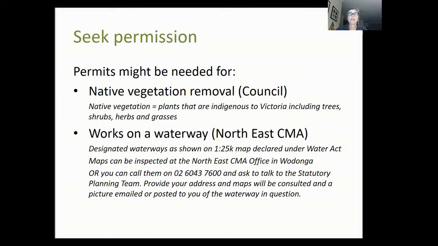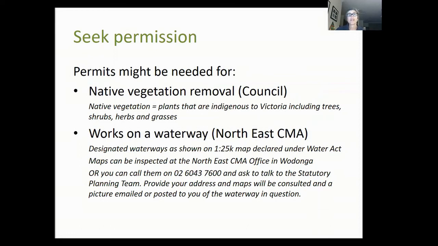So when do we need to seek permission? There are a couple of times when you're doing work on your property that you might need to get in touch with local government or another organisation for approval. I've identified three things. The first is native vegetation removal. Our local council administers that on behalf of the Government of Victoria.